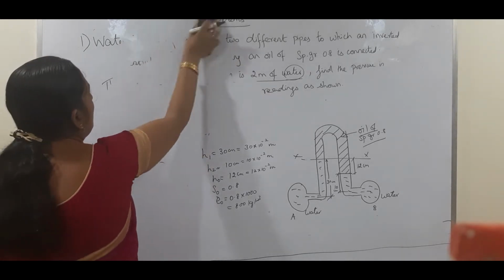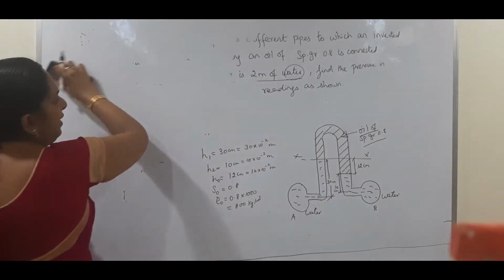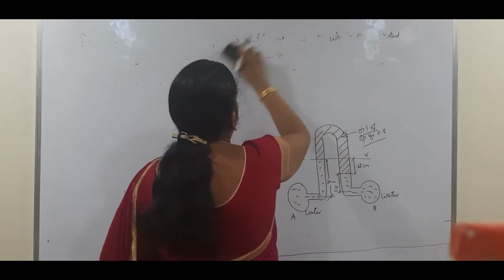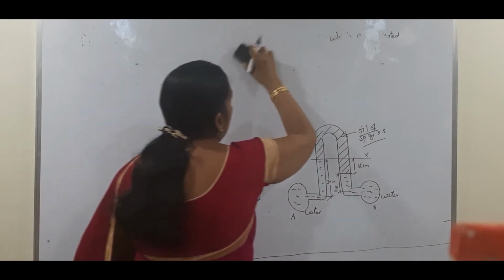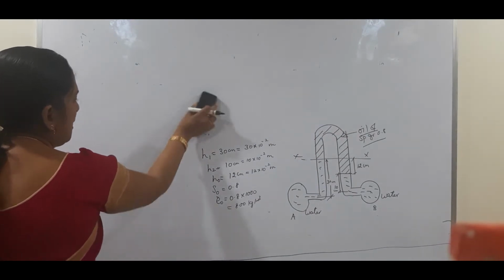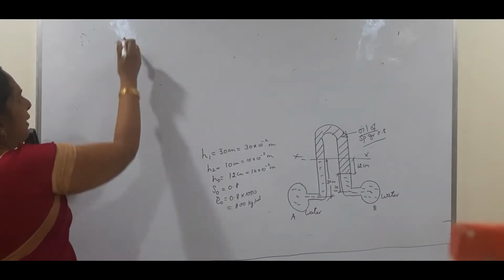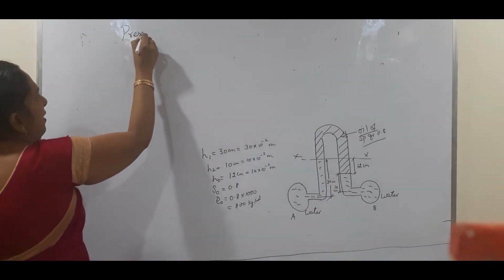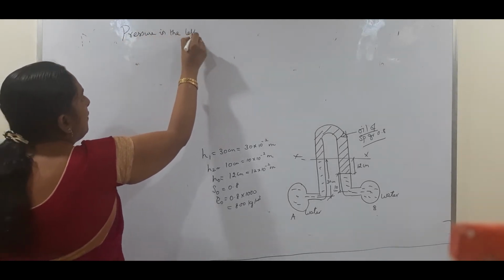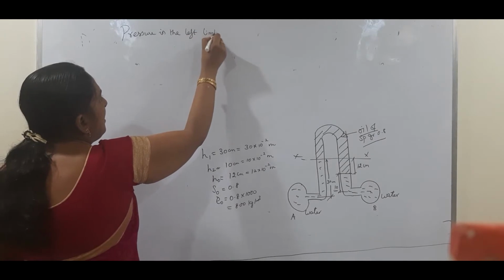So we are going to find out what is the pressure on the left limb and what is the pressure on the right limb. With respect to the datum line, we are going to equate this pressure on the left limb is equal to pressure on the right limb. So here, pressure on the left limb will be equal to, what is the pressure intensity in the left limb?